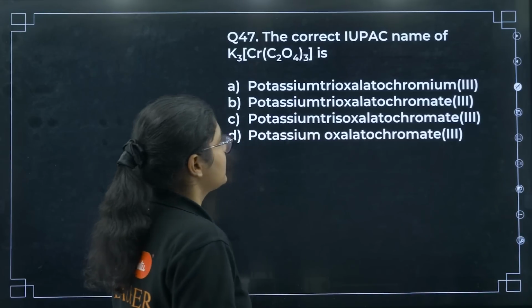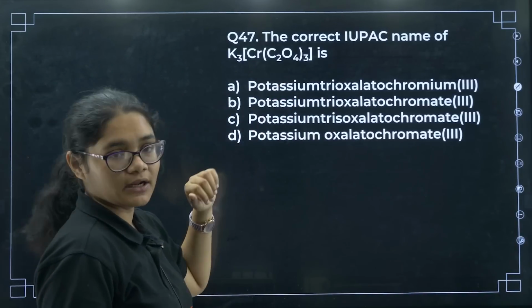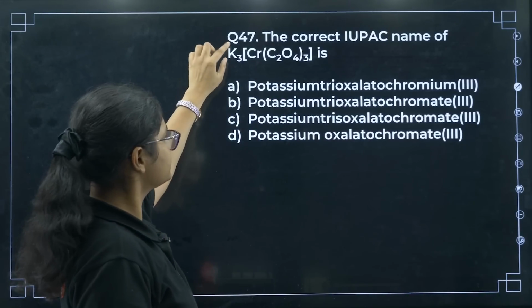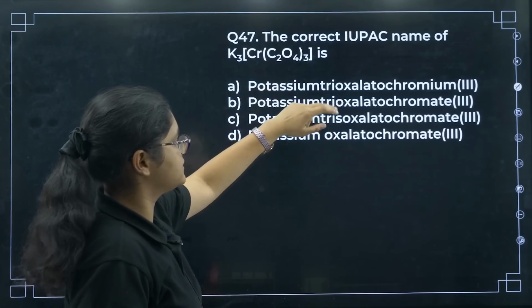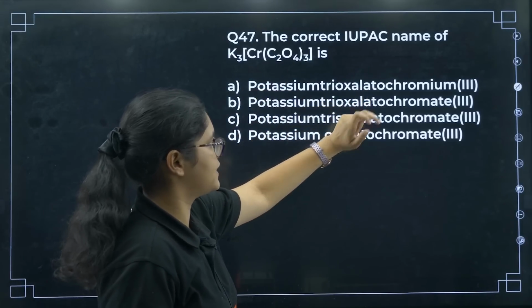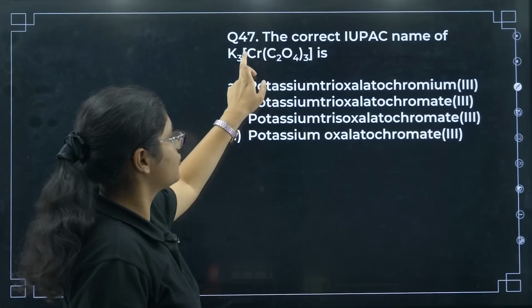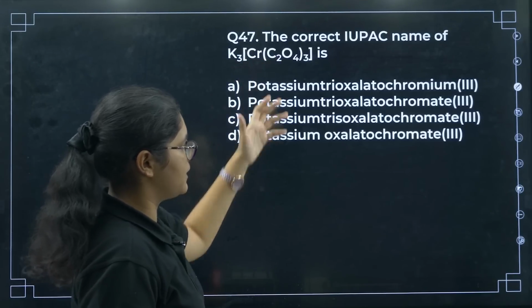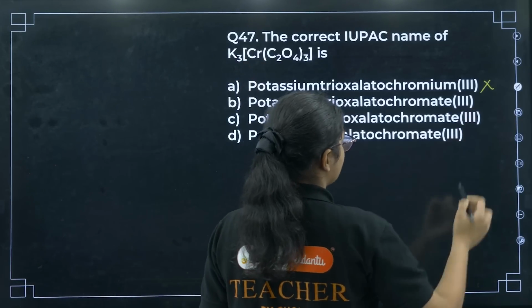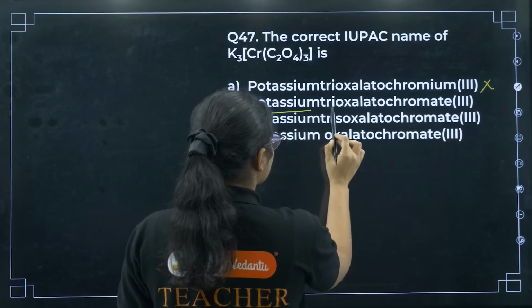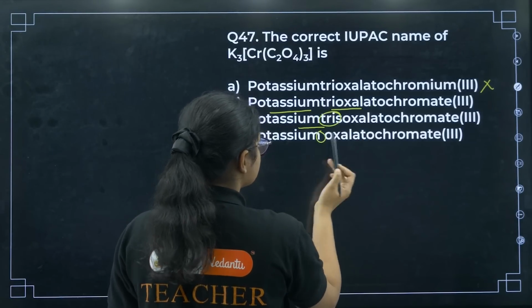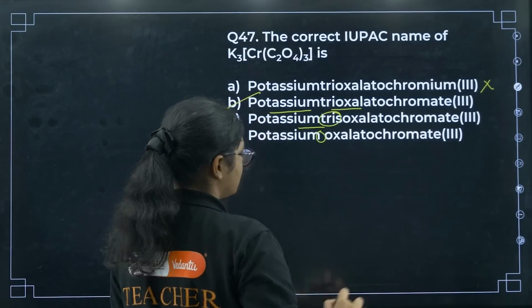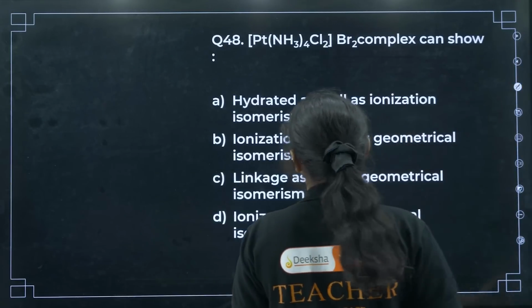Next, we have the correct IUPAC name of this particular compound is, so you can see this is potassium. Okay, then we have trioxalato, potassium trioxalato, chromium. Okay, chromium is a negative complex, so name has to end with chromate. So first option we can eliminate. Potassium trioxalato, here it is tris, that is not there. Here tri is not mentioned, this is also not there, so directly I can write option number B.